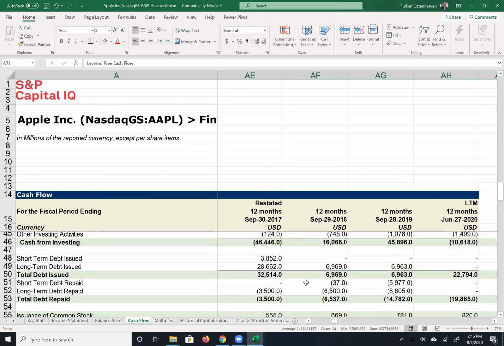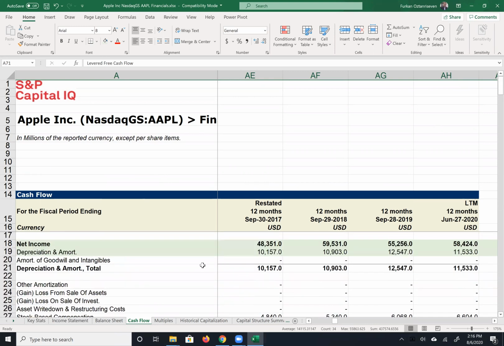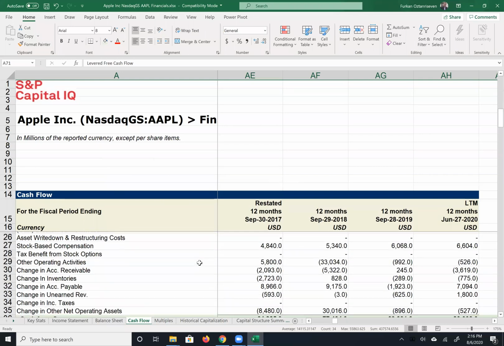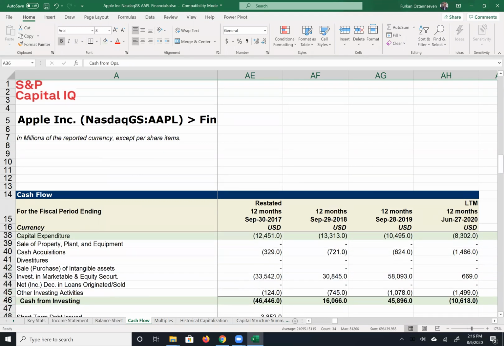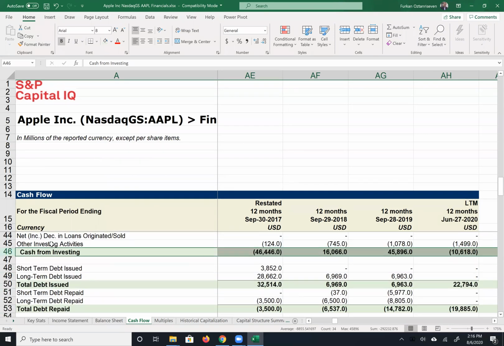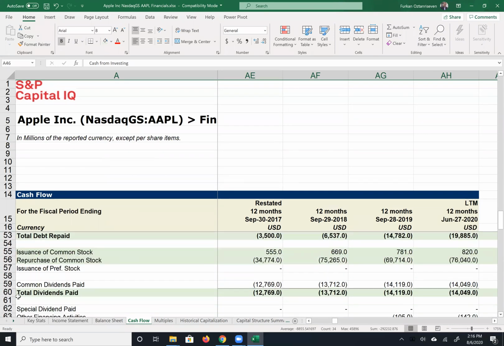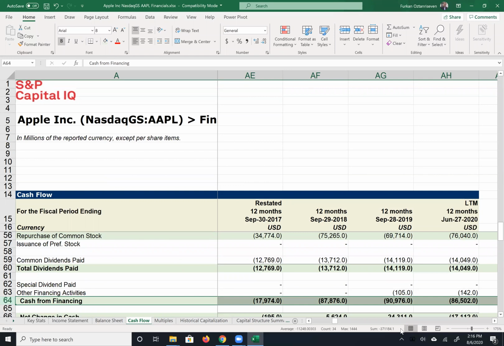If you do a recap for cash flow statements, I think it's important to understand that there are three sources. One, cash from operations, which is $80 billion for Apple. Two, cash from investing activities, which is negative $10.6 billion for Apple. Three, cash flow from financing, which is negative $86 billion for Apple.